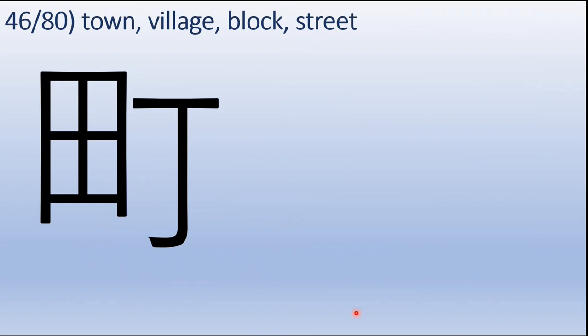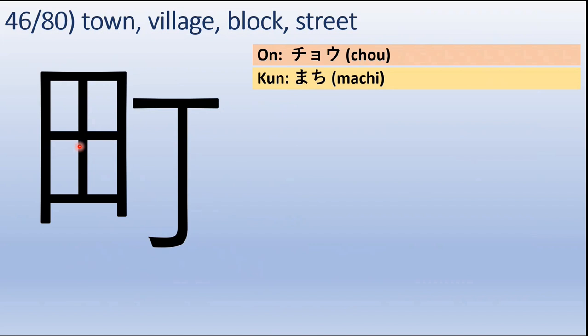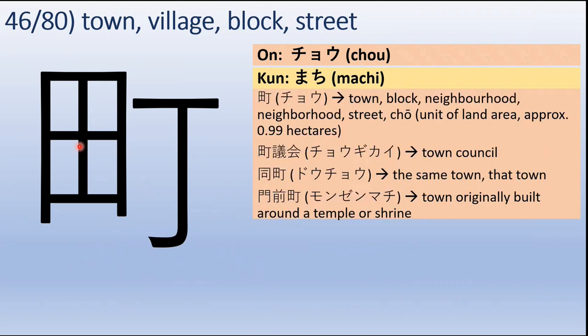Then we have the 46th kanji of the series for town, village, block, and street. Here again we see ta, that is the rice field. The on'yomi reading is cho and kun'yomi reading is machi. We will see both of these written in every street, corner, and several places in Japan. Cho means town, block, neighborhood, street. Cho is also a unit of land area, which is approximately 0.99 hectares.